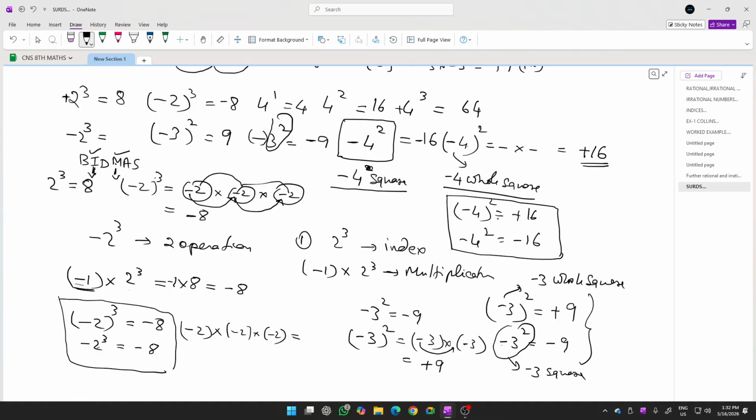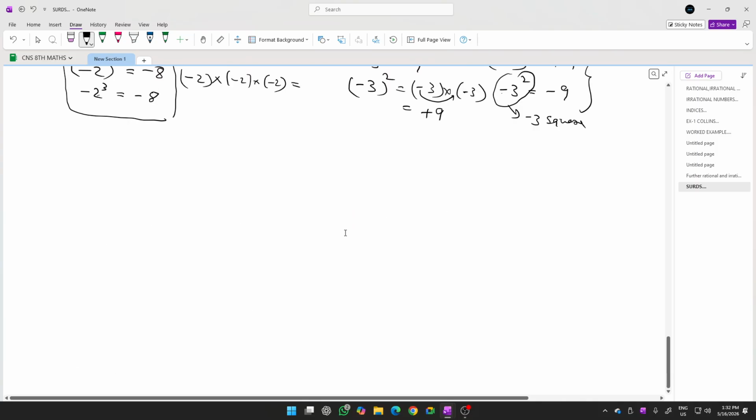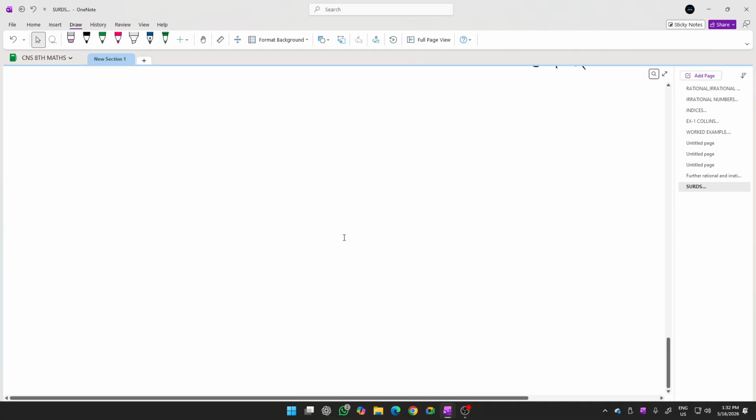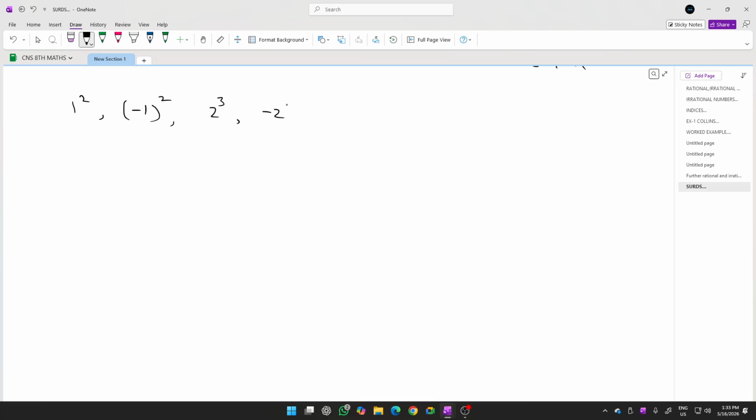So that was regarding the main thing that I wanted to tell you. So let us quickly do some more questions on this. Let us start with this: 1 square, then minus 1 square, 2 cube, minus 2 cube, minus 2 the whole cube.